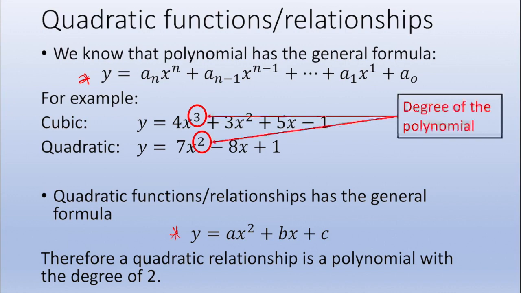Please recall that from what you have learned in Year 10. The degree of the polynomial is the highest power of x. So therefore, for a quadratic function, since x is to the power of 2, it is a polynomial with a degree of 2. Note that in this case, a must be greater than 0 or less than 0. It cannot be equal to 0. If it is equal to 0, it becomes a linear function.